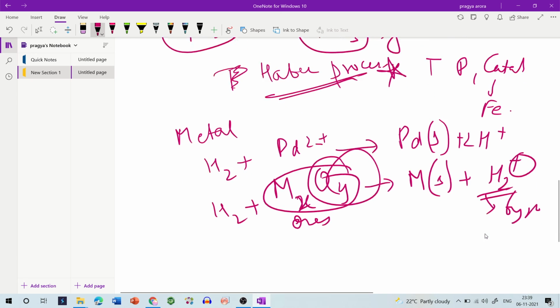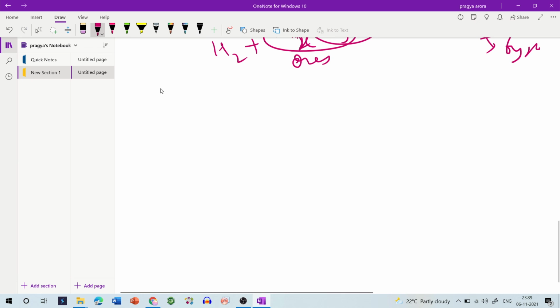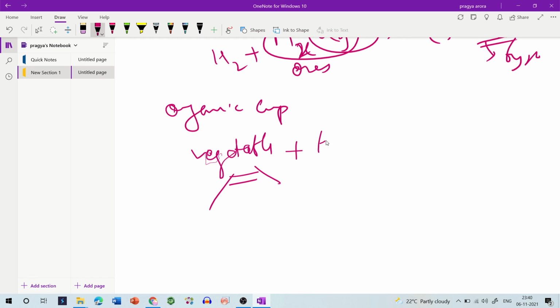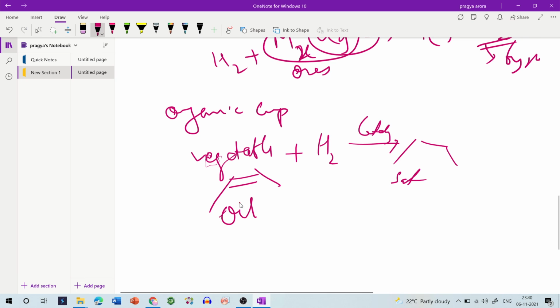And it is also used to convert some organic compounds, like vegetable oil that contains unsaturated bonds, plus hydrogen in the presence of catalysts to form saturated ones, the oil to ghee conversion.